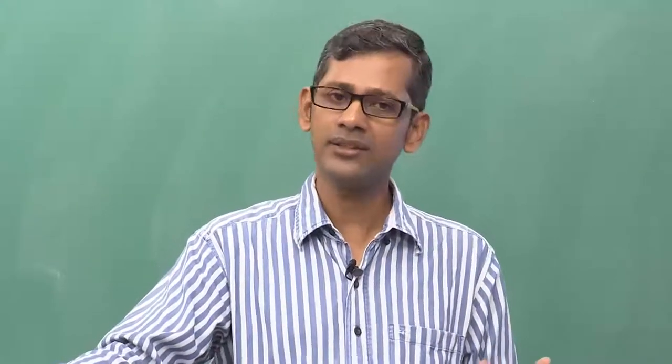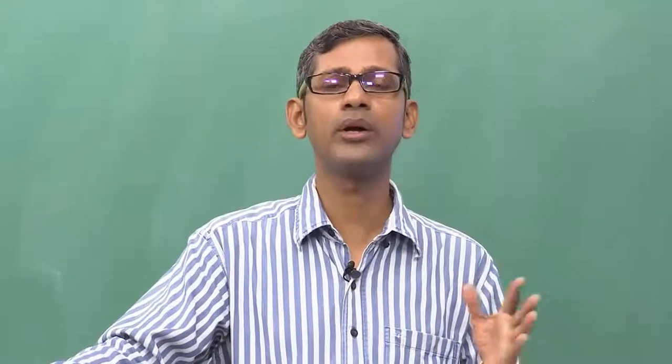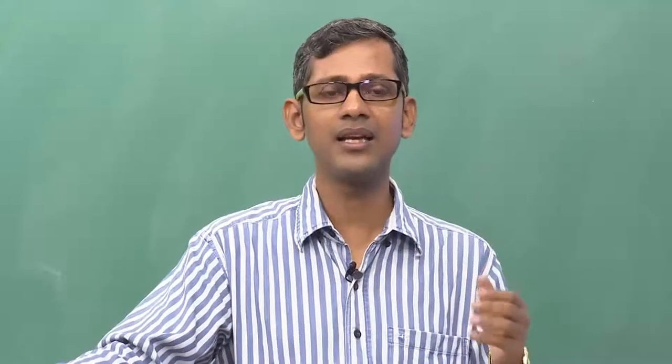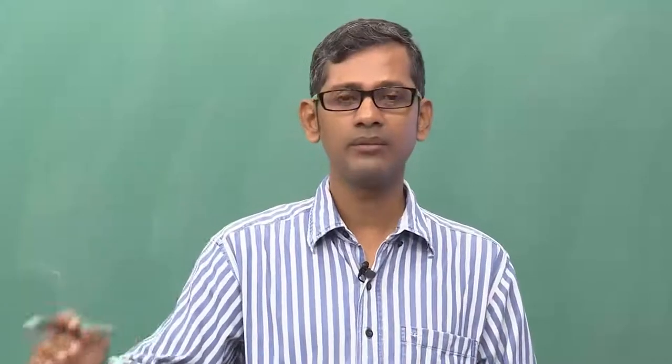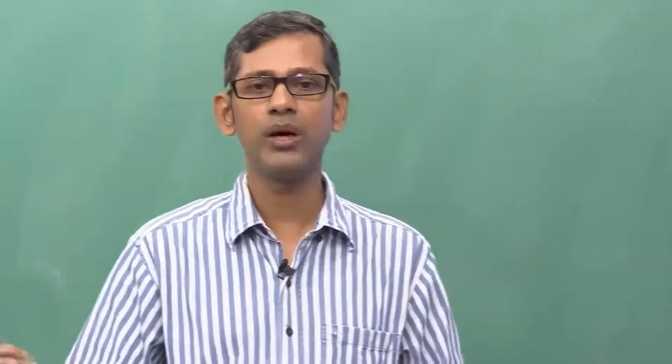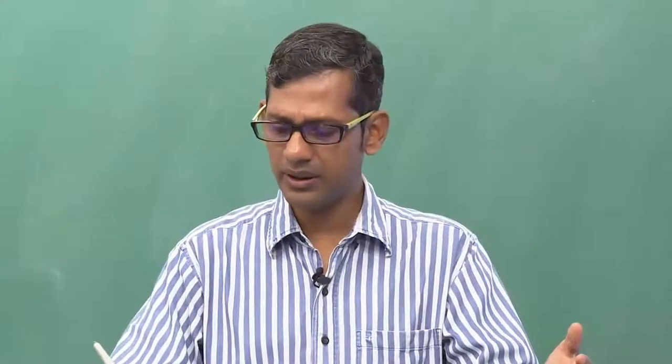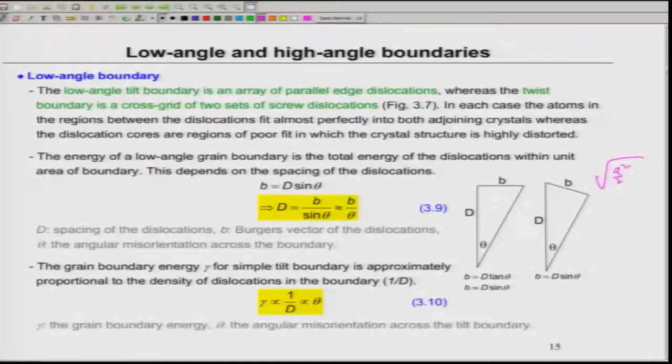So if I know the misorientation and if I know the Burgers vector in the crystal, that's well known for an FCC crystal as a by 2 times <110>, where a is the lattice parameter. So b is nothing but a by 2 times the square root of 1 squared plus 1 squared. So this becomes a by root 2, that is the Burgers vector. And if you know the theta, let us suppose theta is 5 degrees, convert it to radians, you get the distance between two dislocations.